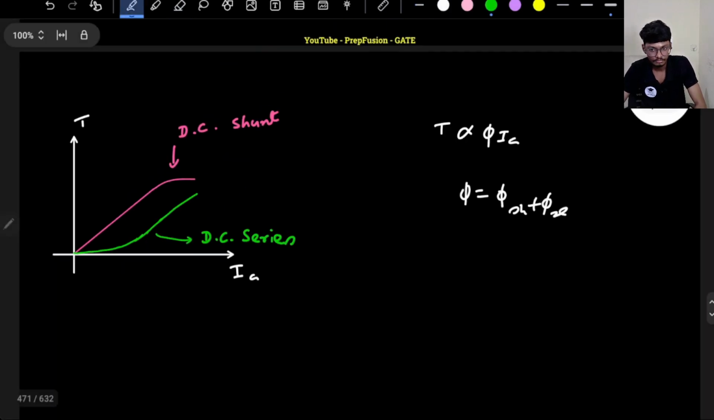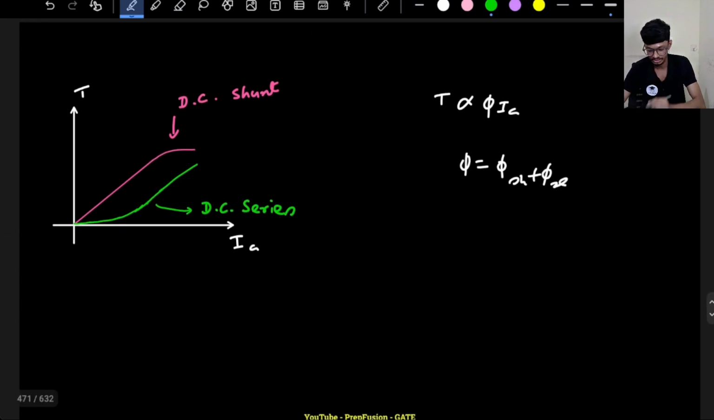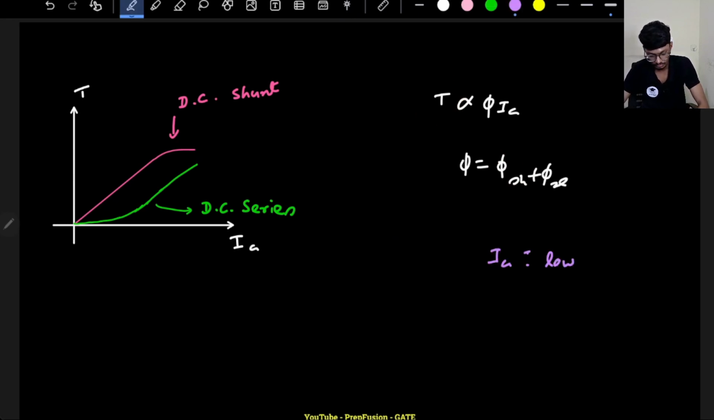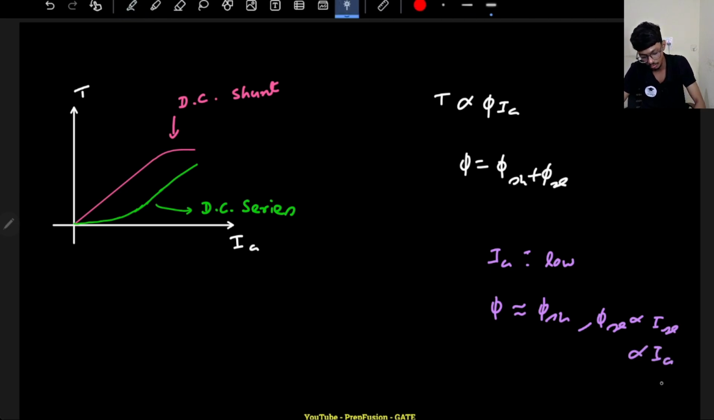So compound, again, will be somewhere in between. It will be better actually, because in case of shunt, there was saturation. We were reaching saturation. But in case of compound, at lower loads, if IA is low, then flux will be approximately equal to the shunt flux, because the series flux is proportional to the series field current, which is in turn proportional to the armature current. So if IA is low, the series field also will be low.